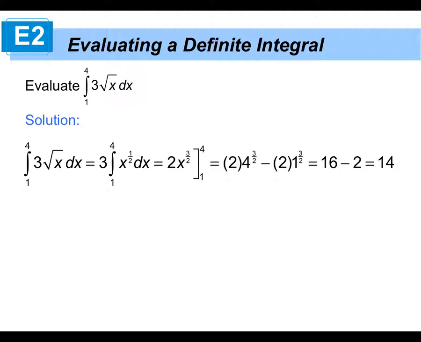All right, so rewrite it as 3 times the integral of x to the 1/2 from 4 to 1. The antiderivative of x to the 1/2 is 2x to the 3/2 because I multiplied it by 3 to get rid of that. Plug in 4, plug in 1, subtract the two values, 14.